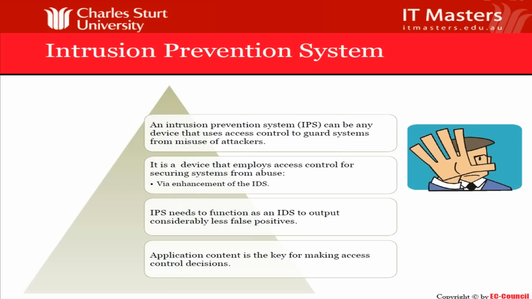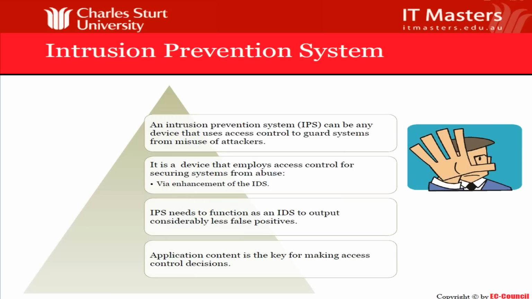Okay, what is an IPS? Intrusion Prevention System. An Intrusion Prevention System can be any device that uses access control to guard a system from misuse or attacks. Basically, it is a device that has lots of access control for securing your environment from abuse. You use different functions to output, you know.